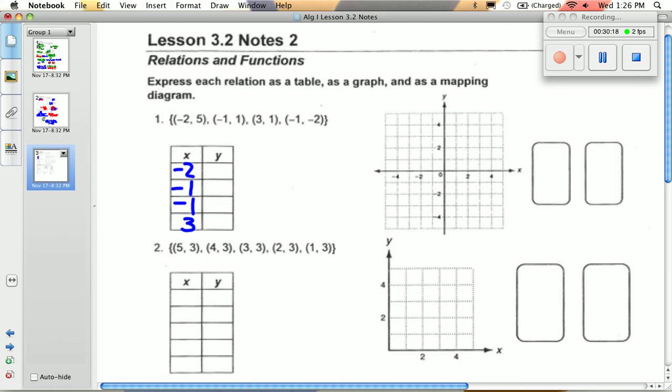Only the x's will be. So when x is equal to -2, y is 5. When x is equal to -1, y is 1. The other time when x is equal to -1, we got a -2 for y. And when x is 3, we have a 1 for y. Okay, now we're going to graph those points. So graph them. Put all those ordered pairs, all those points, on your graph.